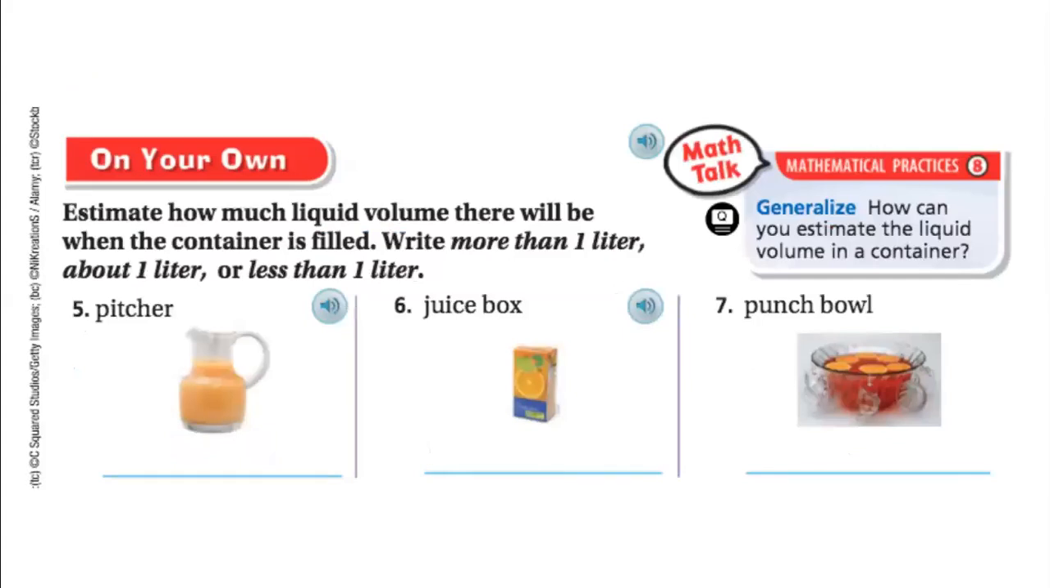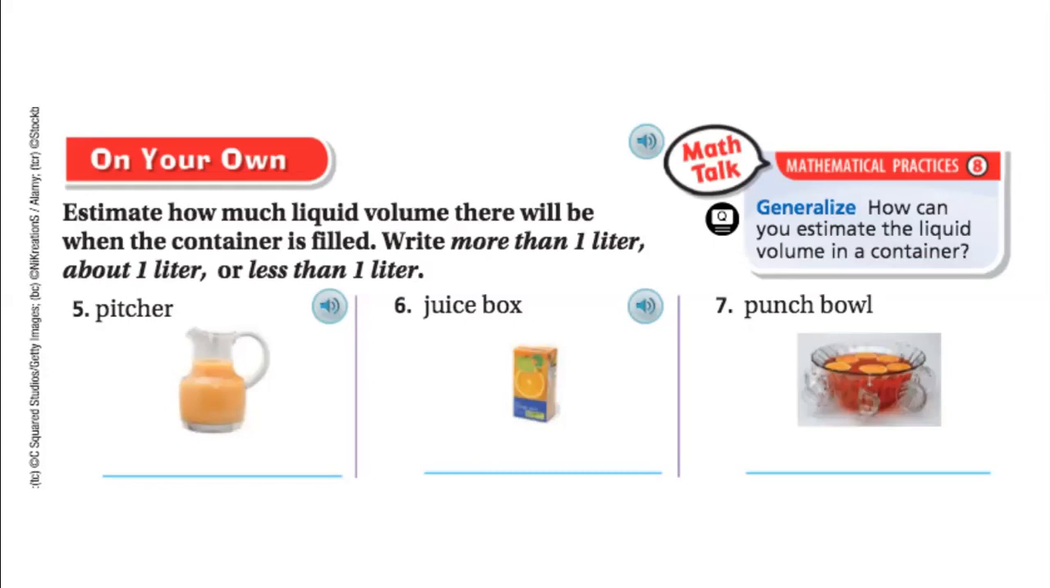For numbers 5 through 7, the instructions are as follows. Estimate how much liquid volume there will be when the container is filled. Write more than 1 liter, about 1 liter, or less than 1 liter. So number 5, we have a pitcher. This could be a pitcher of juice or a pitcher of tea or even water. In this case, it's going to be about 1 liter because pitchers are in liters. So number 5 is about 1 liter.